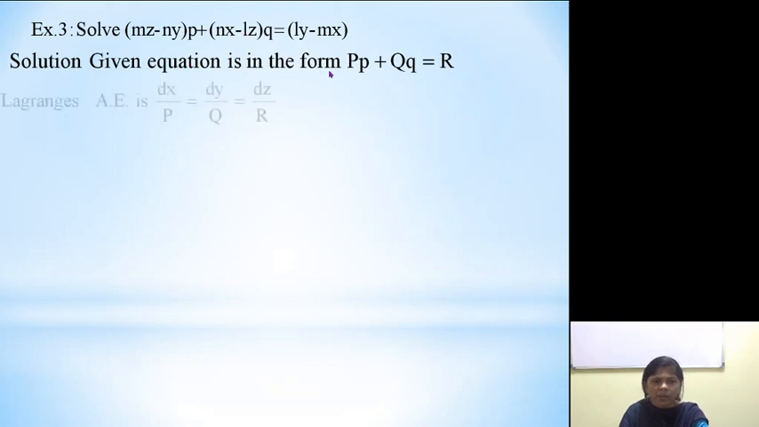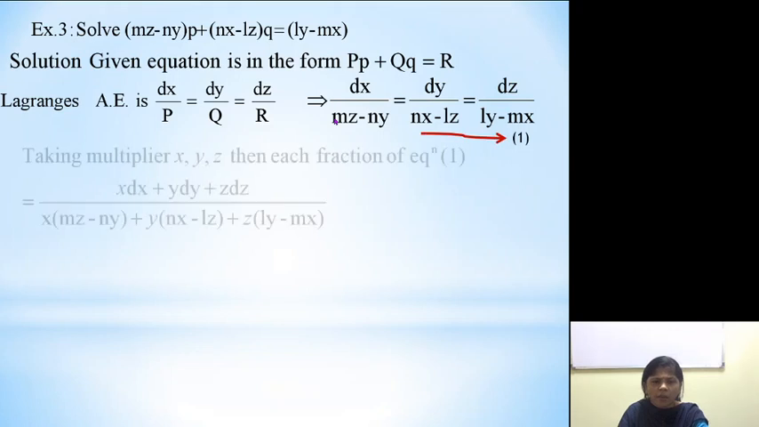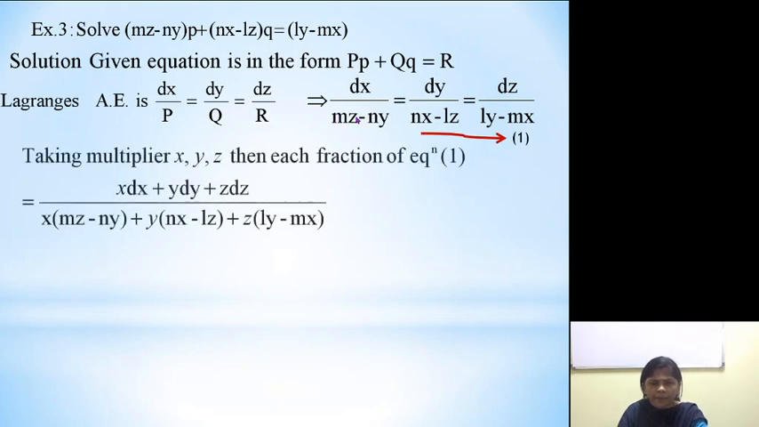So the given equation is in the standard form. We'll write Lagrange's auxiliary equation. Okay, now concentrate on the term of xyz or on lmn. So suppose I concentrate on the term of lmn. So what we find here, suppose here we have m, right, here also m. What is the term available over here? x, here it is z.